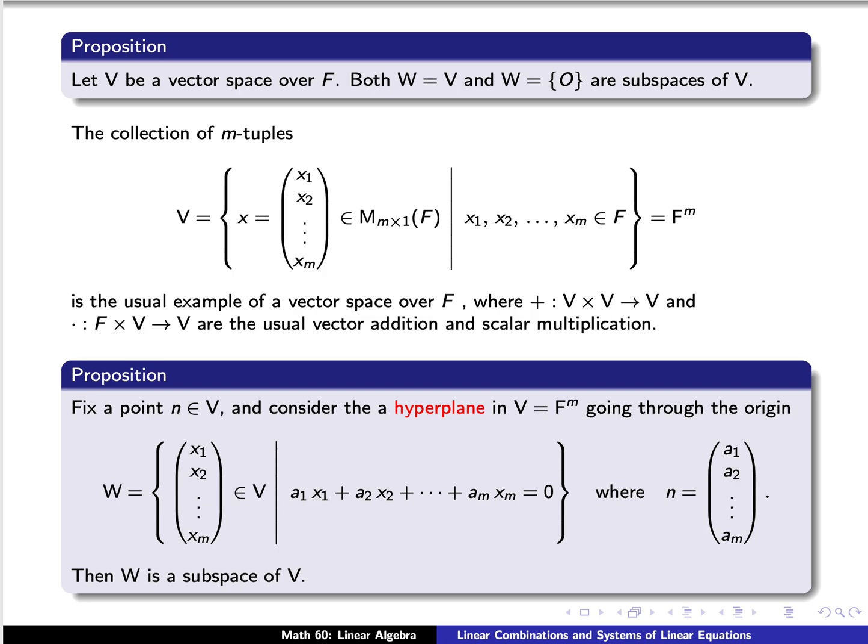Fix a point that we'll call N in this space V, and consider the following so-called hyperplane going through the origin. That is, this will be the set of vectors x1, x2, and so on through xm in our vector space V, satisfying the condition that a1 times x1 plus a2 times x2 plus and so on plus am times xm equals 0, where the a sub i's just form the coordinates of our given point N. Then this W is another example of a subspace of V.